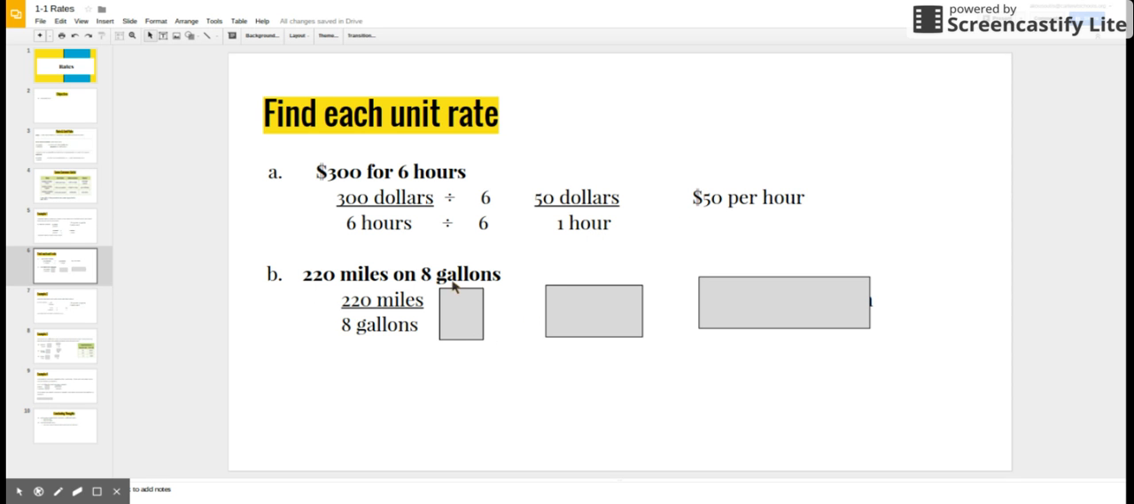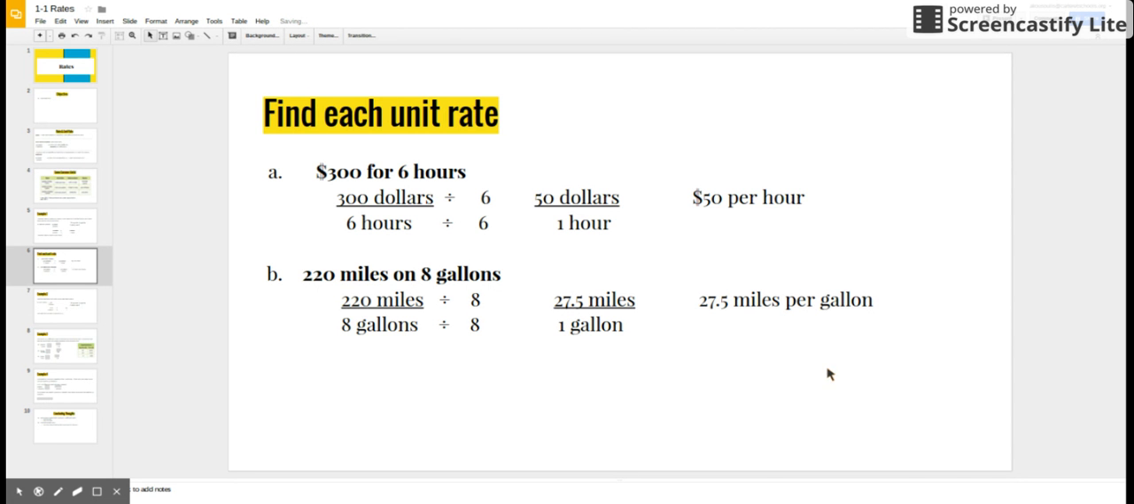Here we have 220 miles on 8 gallons. 220 miles over 8 gallons. So how would I get this to be 1 at the bottom here? Well, you would have to divide 8 divided by 8 to get 1, right? 8 divided by 8 gets you 1. 220 divided by 8 gets you 27.5 miles. So in other words, if your car can drive 220 miles on 8 gallons of gas, then the mileage on it is 27.5 miles per gallon.